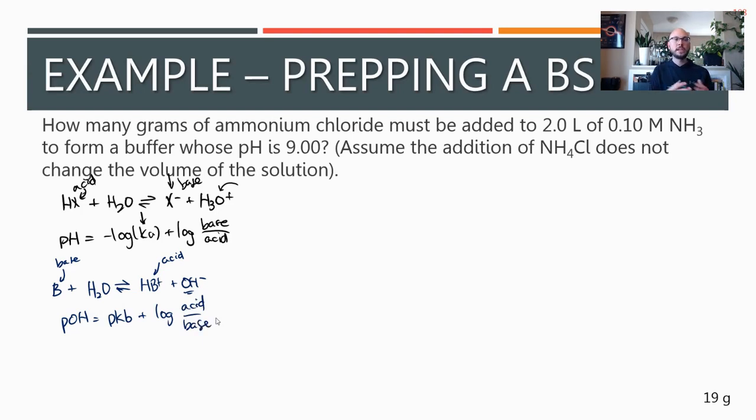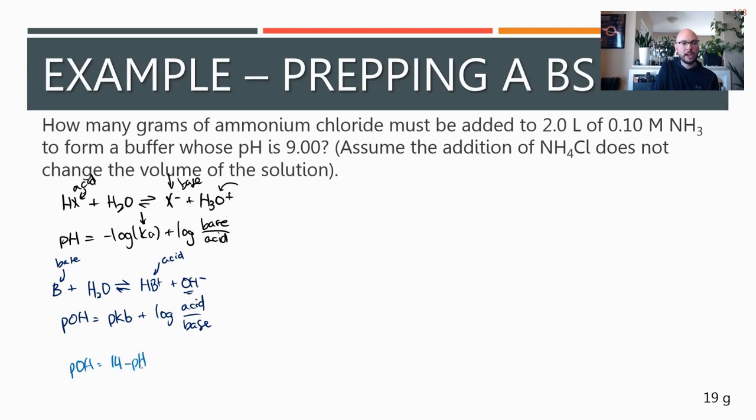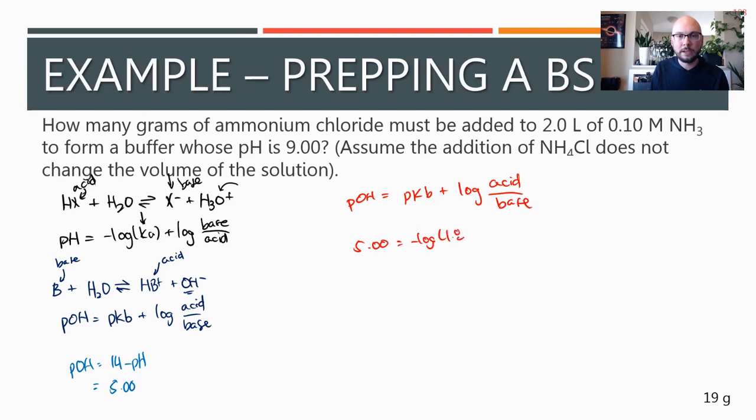Okay, so let's take this information that we're given here and solve this. We should recognize that pOH is equal to 14 subtract the pH. So that gives us 5.00. So we can write out our equation now. pOH is equal to pKb plus log of acid over base. So 5.00 is equal to negative log of 1.8 times 10 to the negative 5, which is the Kb value for ammonia, plus log of acid, which is unknown, so we're going to write that as X, over the base, which is 0.10 molar.